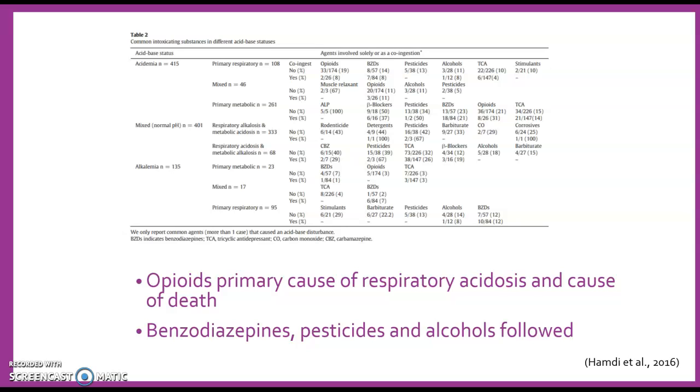So taking that a step farther, the study looked at what are those common intoxicating substances that were seen that caused respiratory acidosis or caused any other issues. And so opioids, which we are facing an opioid crisis still, but what they found was if we look at our opioid agent, we see that opioids were the primary cause of respiratory acidosis, and they also were the primary cause of death in those patients that suffered from acidosis, or respiratory acidosis, excuse me. But they also found that the benzodiazepines, pesticides, and alcohol really were not that far behind those levels, and so they kind of closely followed that trend.